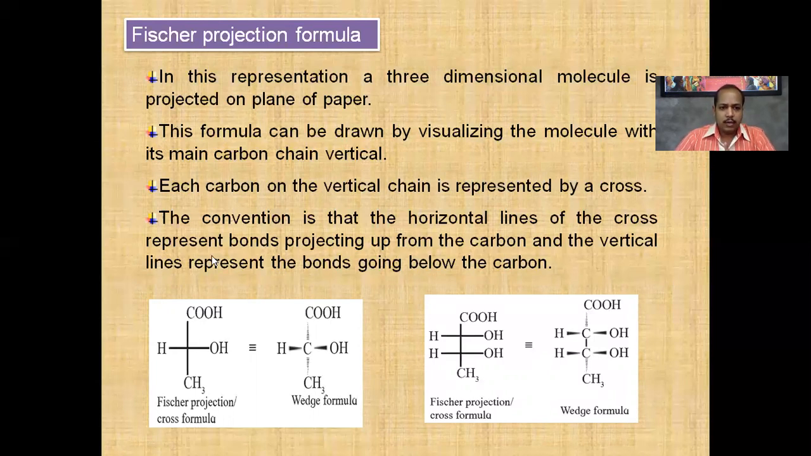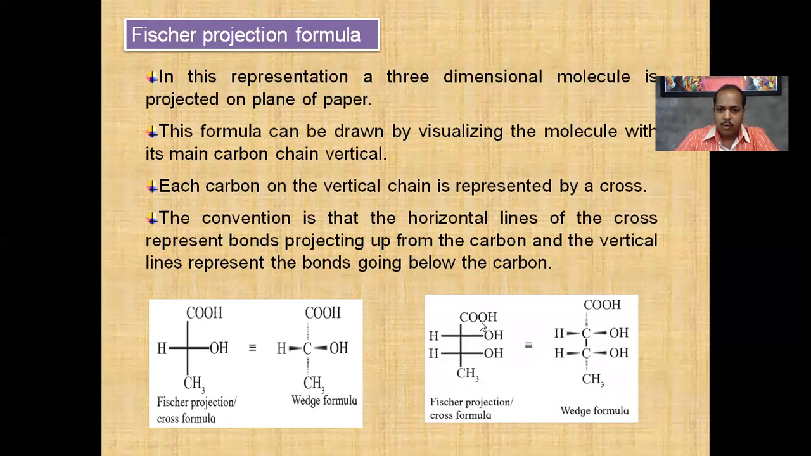Here the vertical line indicates the carbon chain. Each carbon on the vertical chain is represented by a cross, and the horizontal line of the cross represents bond projecting up from the carbon, and vertical line represents bond going below the carbon. So you can see here Fisher projection formula.